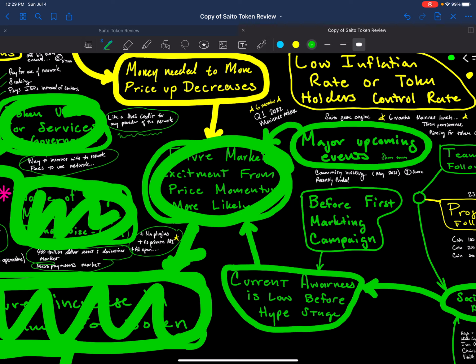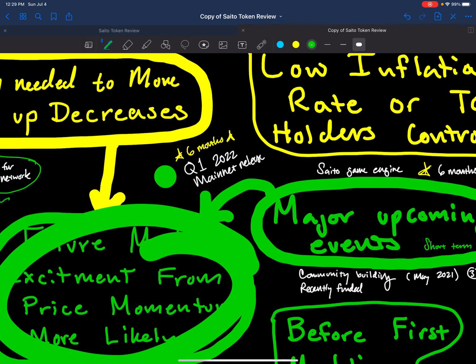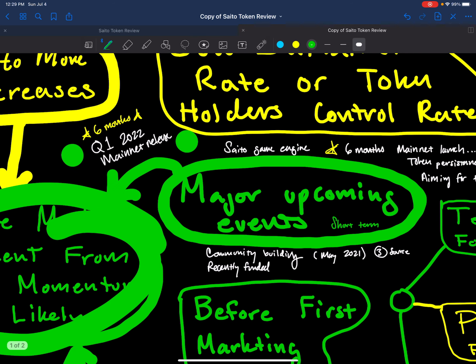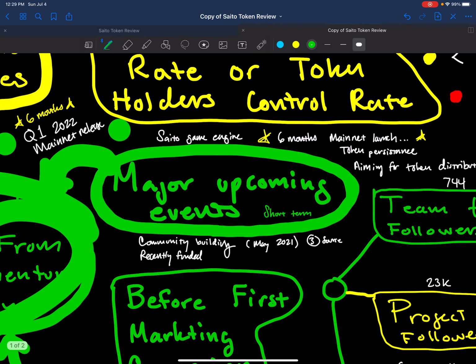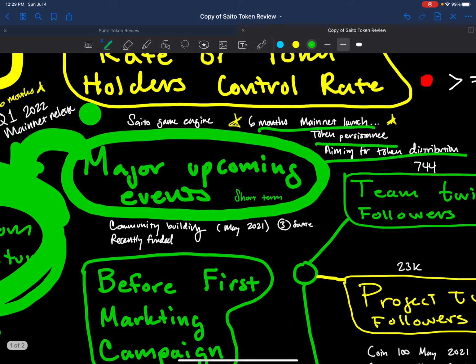So future market excitement likely, I do expect that to be the case. Major upcoming events in 6 months: the mainnet launch should be happening within the next 6 months, so that is a big thing that could lead to price performance. They have a game engine coming, but once again, the biggest thing is the mainnet launch in 6 months. Token persistence, things like that. They're trying to distribute the token to create that community. They're in the community building stage.